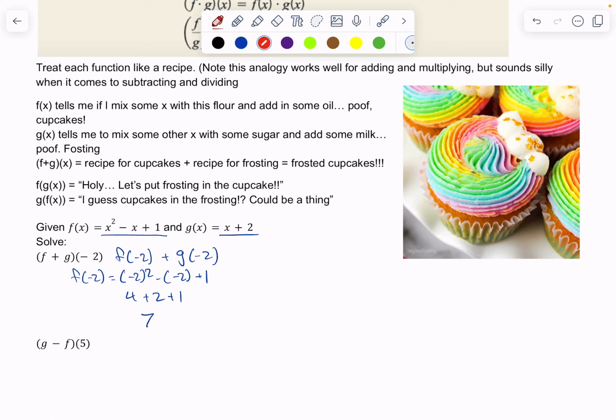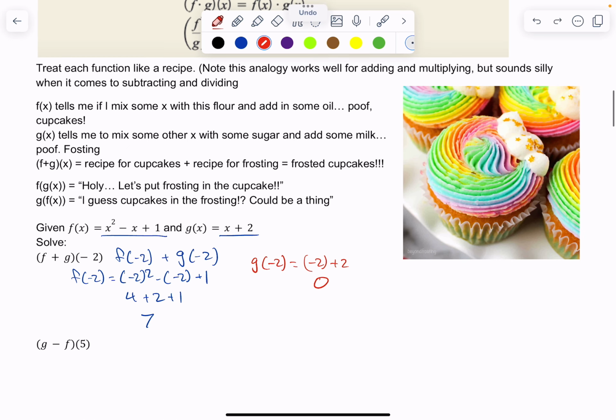I'll do it in another color. My g of negative 2 equals negative 2 plus 2 equals 0. Nice. I'm just going to have 7 plus 0 equals 7. My answer is 7.